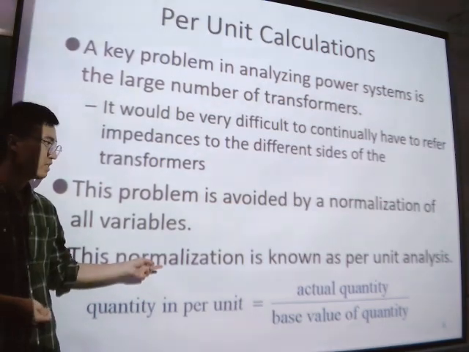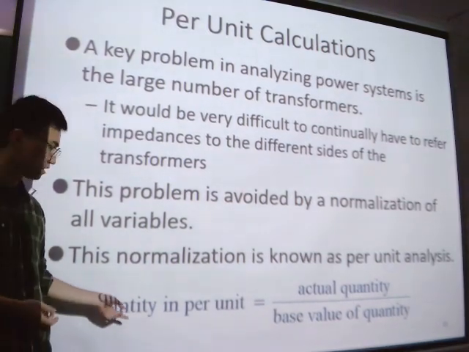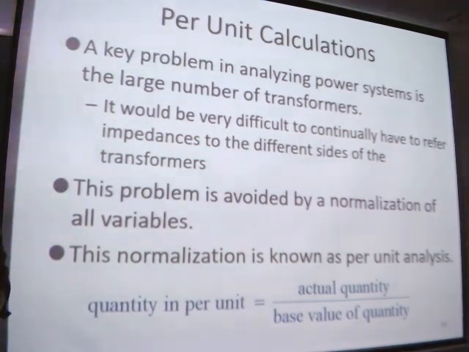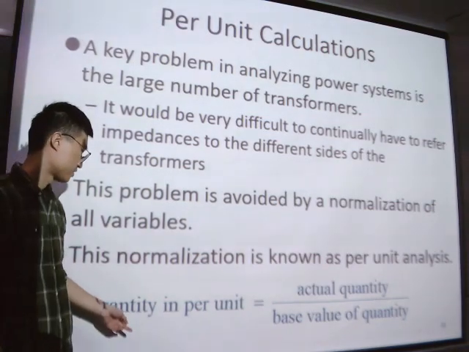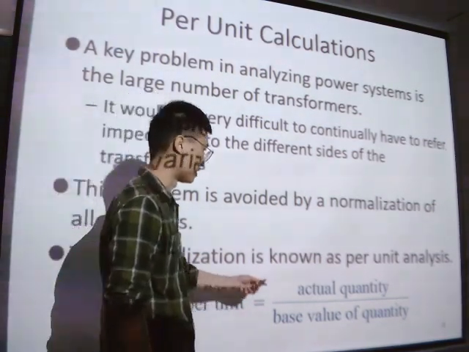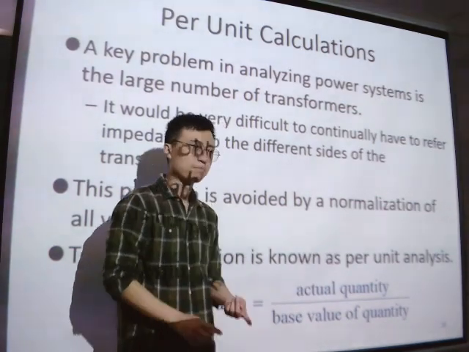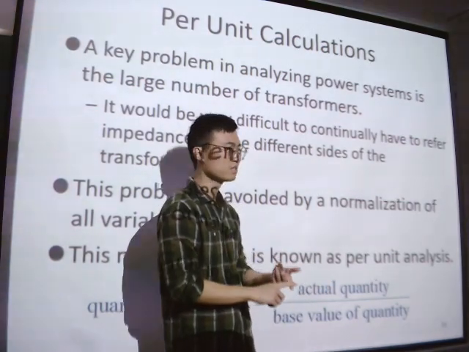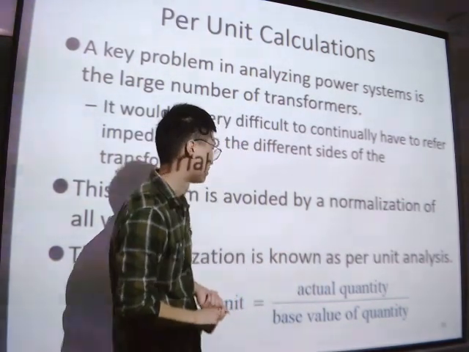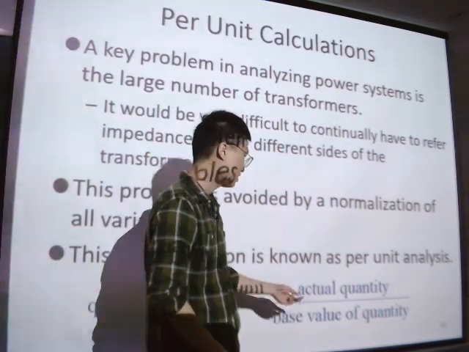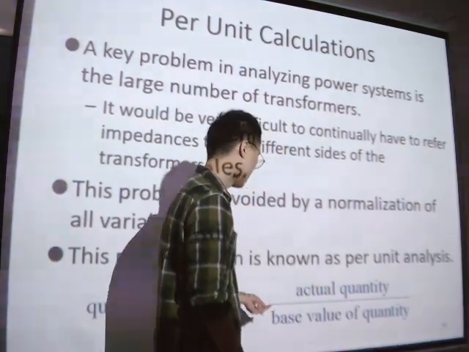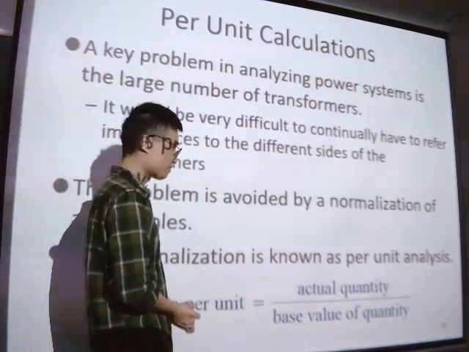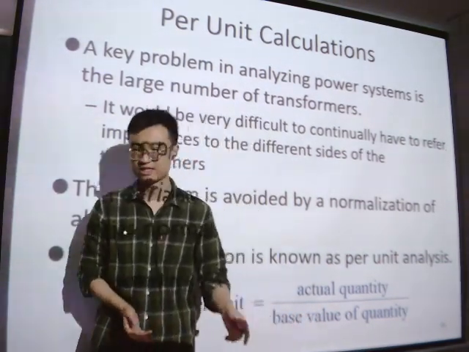The normalization, the per unit. The quantity in per unit will be the actual quantity. The quantity can be the impedance, the power, the voltage, everything, or even the complex power, the actual quantity divided by the base value. So in per unit analysis, the most important part is the base values here, okay?